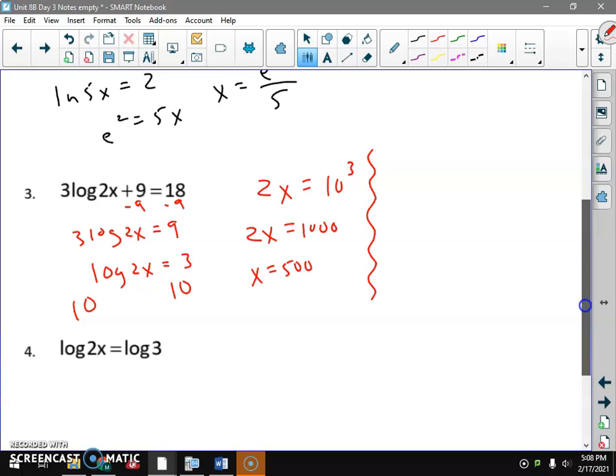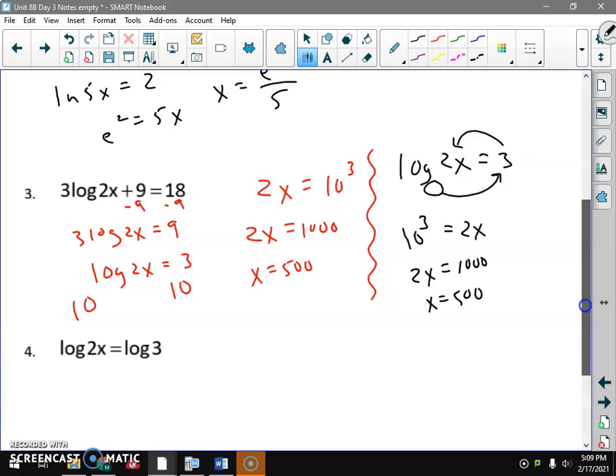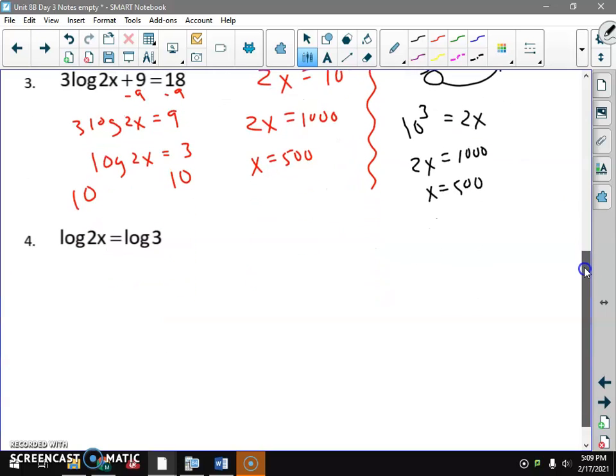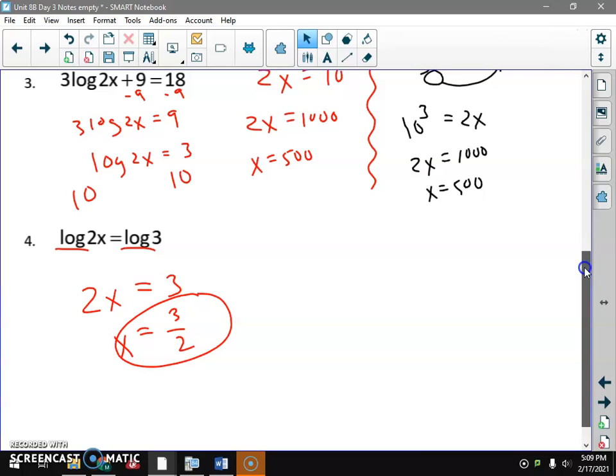If you didn't like that, from right here, I could have said, what's that base? It's base 10. 10 to the third power equals 2x. You still get to that 2x equals 1,000. x equals 500. All right, and now and only now do I have an equation where I have a log of both sides. When we have a single log on both sides, you can just set the arguments equal to each other. Nice and simple. That might be a strategy that you want to have in your toolbox, depending on the equations.